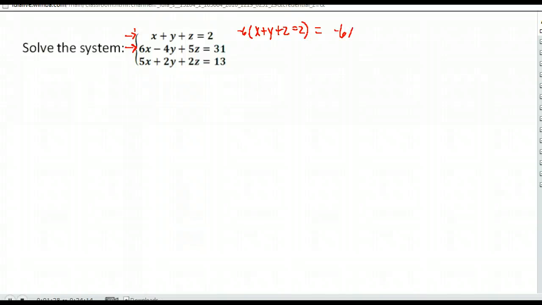Okay? So when I do that, I get -6x minus 6y minus 6z. I'm going to put a slash through my z so I don't mistake them for 2. Equals -12. Don't forget that number on the end. Okay, the second equation, I don't have to do any work with it. I'm just going to write it down here so that I can add them.